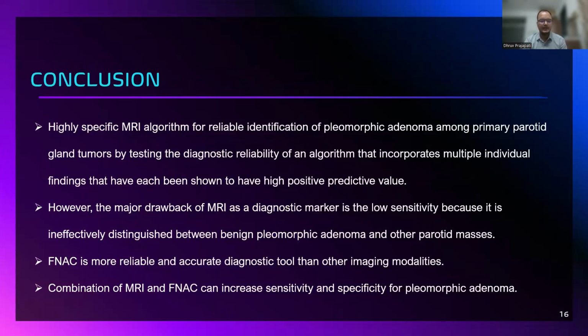Conclusion of the study: a highly specific MRI algorithm for reliable identification of pleomorphic adenoma among primary parotid gland tumors, by testing the diagnostic reliability of an algorithm that incorporates multiple individual findings that have each been shown to have a high positive predictive value. However, the major drawback of MRI as a diagnostic marker is low sensitivity because it ineffectively distinguishes between benign pleomorphic adenoma and other parotid masses.